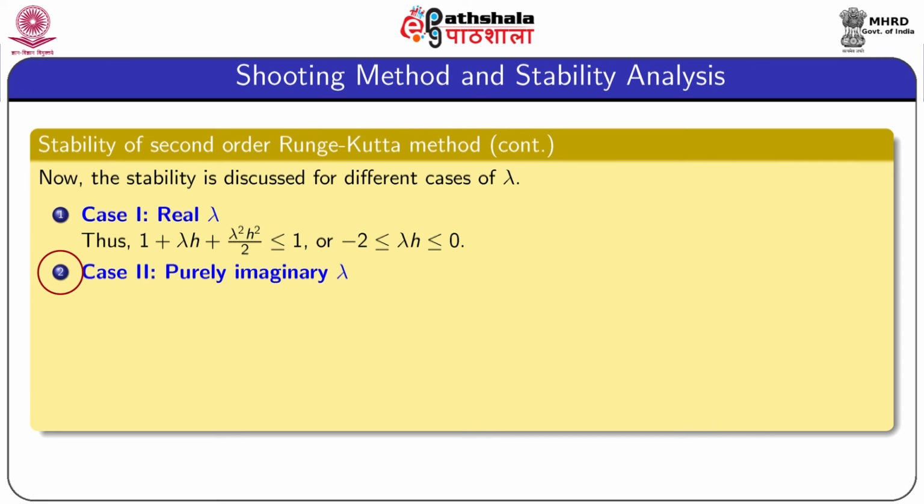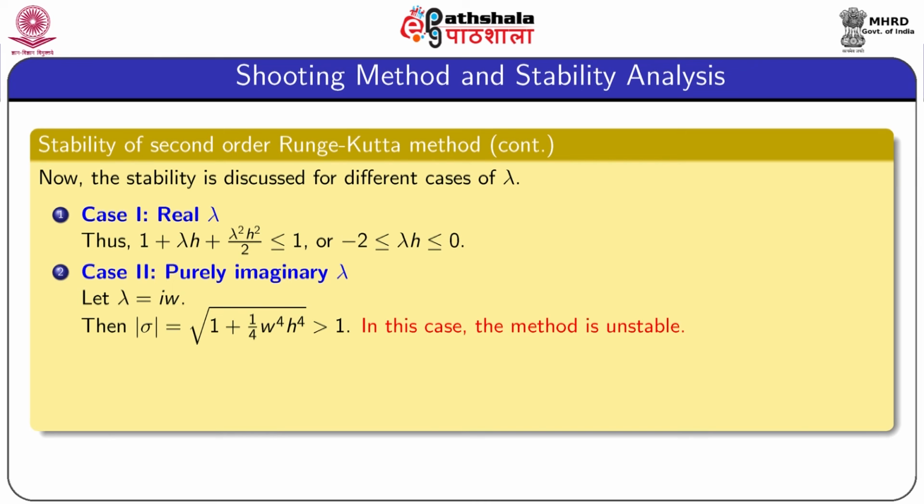If lambda is purely imaginary, that is if lambda equals i w where w is a real number, then the absolute value of sigma is greater than 1, so we conclude that in this case the method gives an unstable solution.